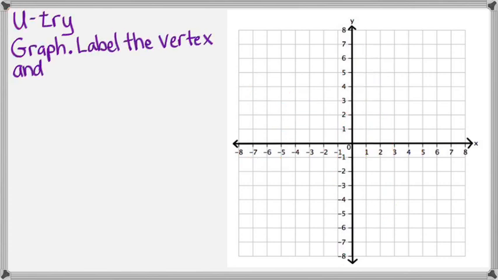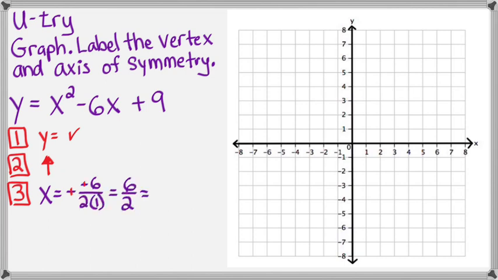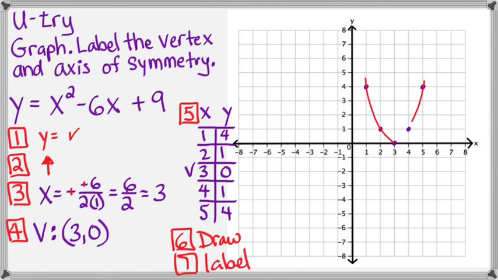Okay, let's graph and label. Pause the video and then check your work. It opens up. And that's my x value. My axis of symmetry is 3. Plug in to find my vertex. And I make a table. And I draw. And I label.